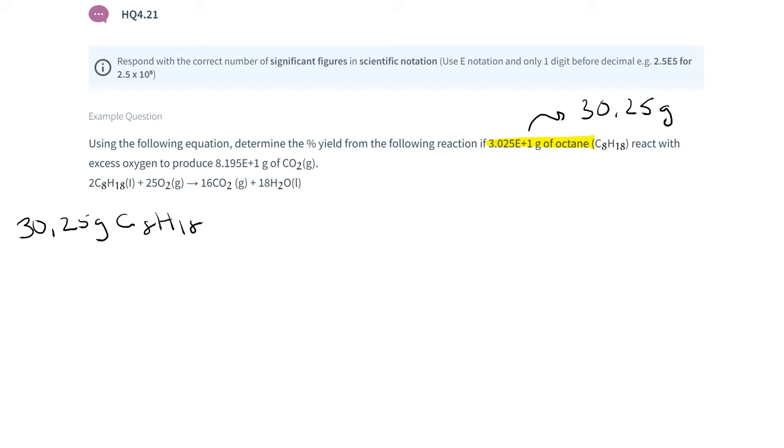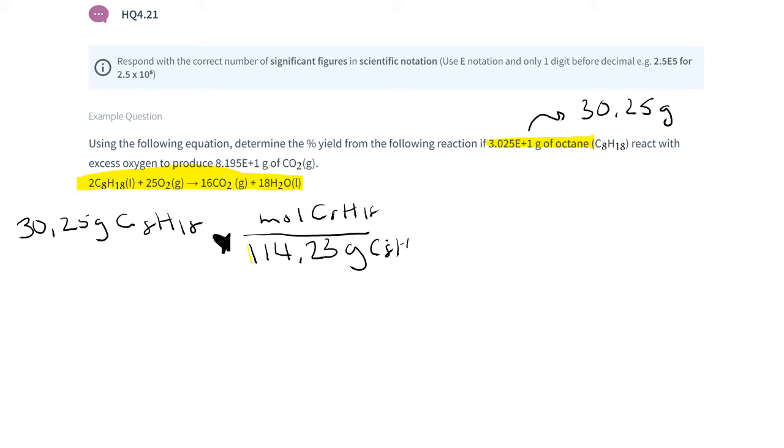Now, the only way that we can relate these two things is through their molar quantities, and that's when this balanced equation that they gave us is really going to come in handy, because then we know how many moles of octane relate to how many moles of carbon dioxide. So first thing, let's get our grams of octane into moles of octane. And to go from grams to moles, we're going to use the molecular weight. So that's 114.23 grams per mole of C8H18. Go ahead and put that down there too.